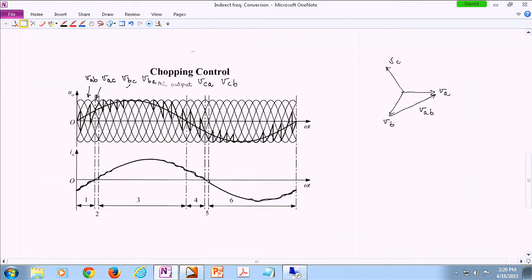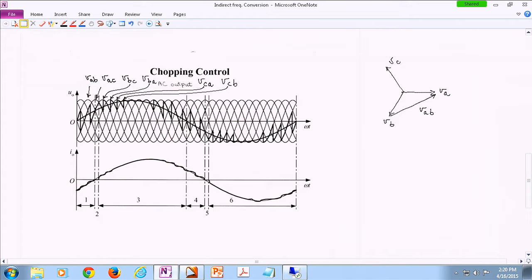So like this is this one, this one. Okay. And the sequence repeats itself, okay? So after VCB, we have VAB again, okay? So these are like 60 degrees apart from each other, and then they kind of repeat themselves.